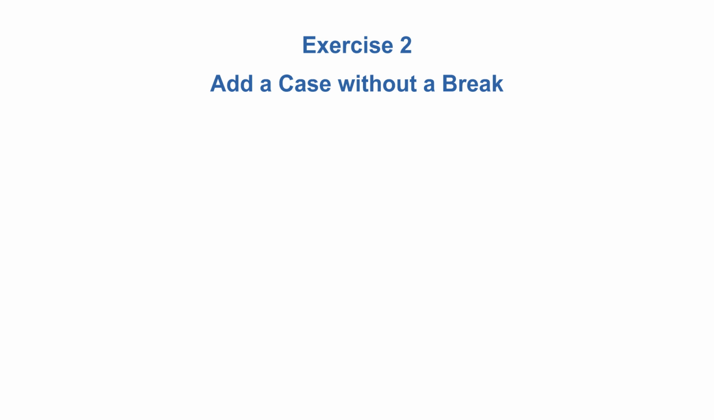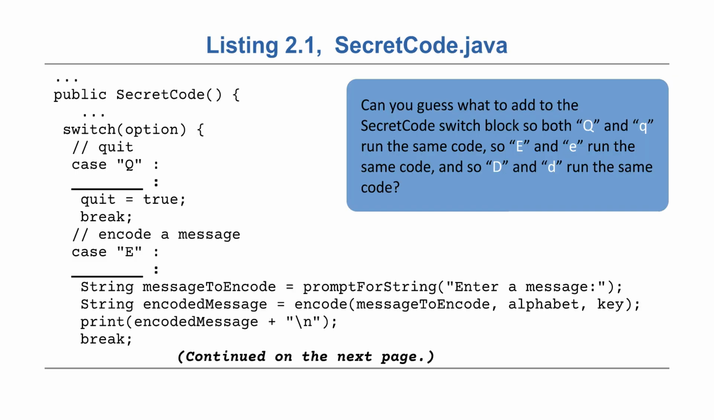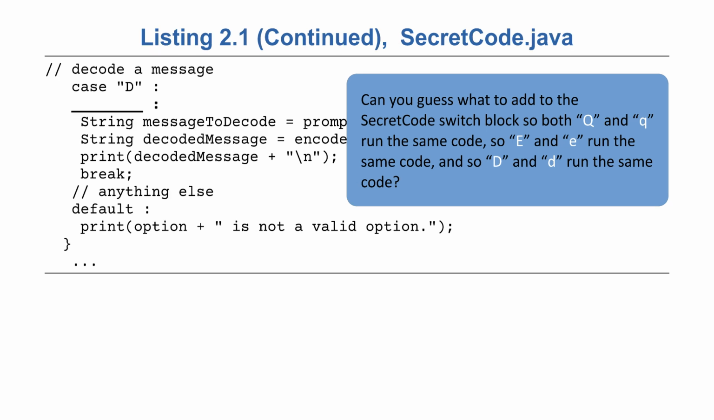Exercise 2. Add a case without a break. Can you guess what to add to the secret code switch block so both uppercase Q and lowercase q run the same code? So uppercase E and lowercase e run the same code? And so uppercase D and lowercase d run the same code? Run it. What happened? It should allow both uppercase and lowercase Q, E, and D to quit, encode a message, and decode a message.